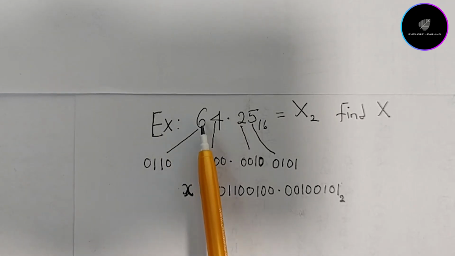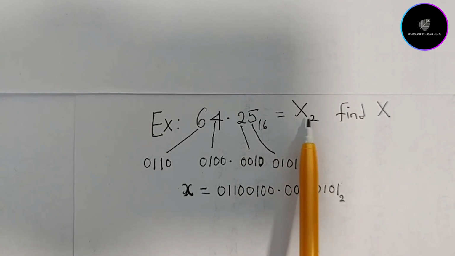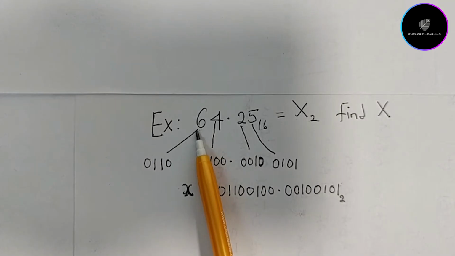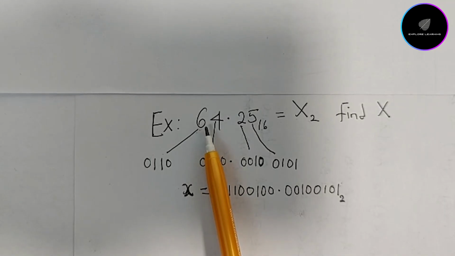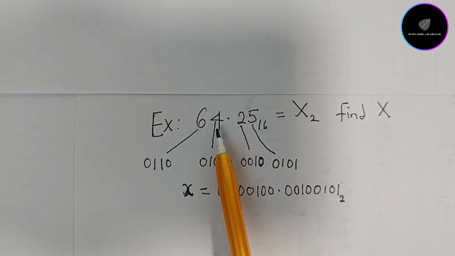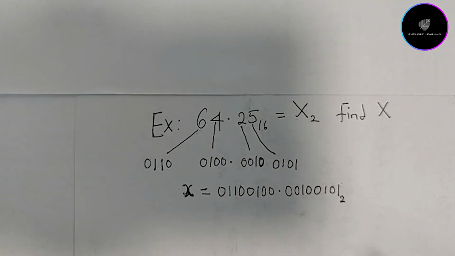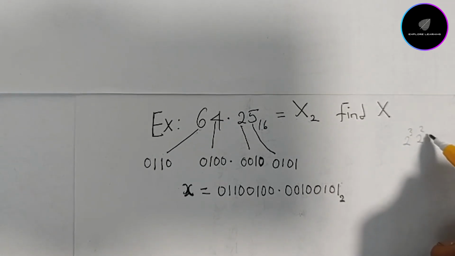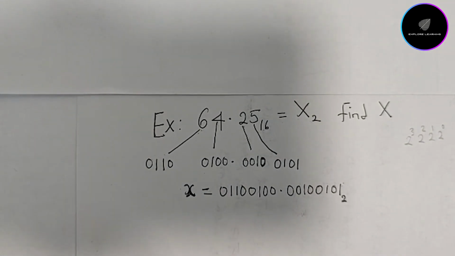Now let's consider a simple example. It says 64.25 base 16 equals x base 2, find x. Now all we need to do is to represent each digit individually in its binary coding, in binary bits. Since we know that the relationship between the hexadecimal number system and the binary number system is 4 bits, which is the same as 2 raised to the power 3, 2 raised to the power 2, 2 raised to the power 1, 2 raised to the power 0.